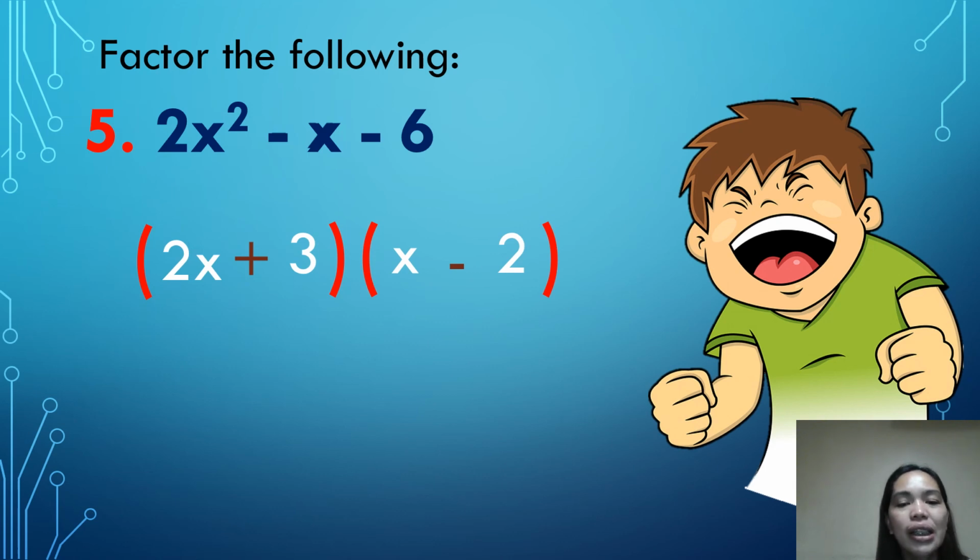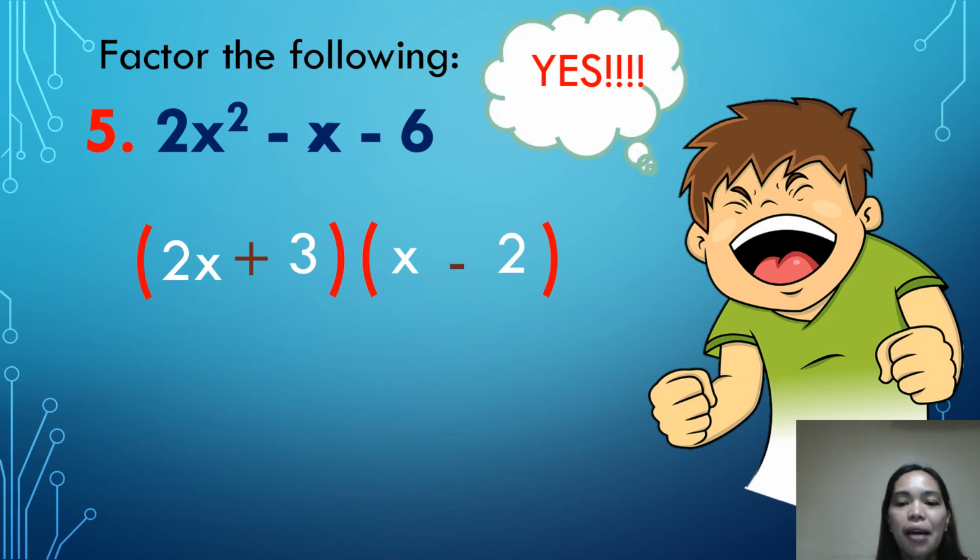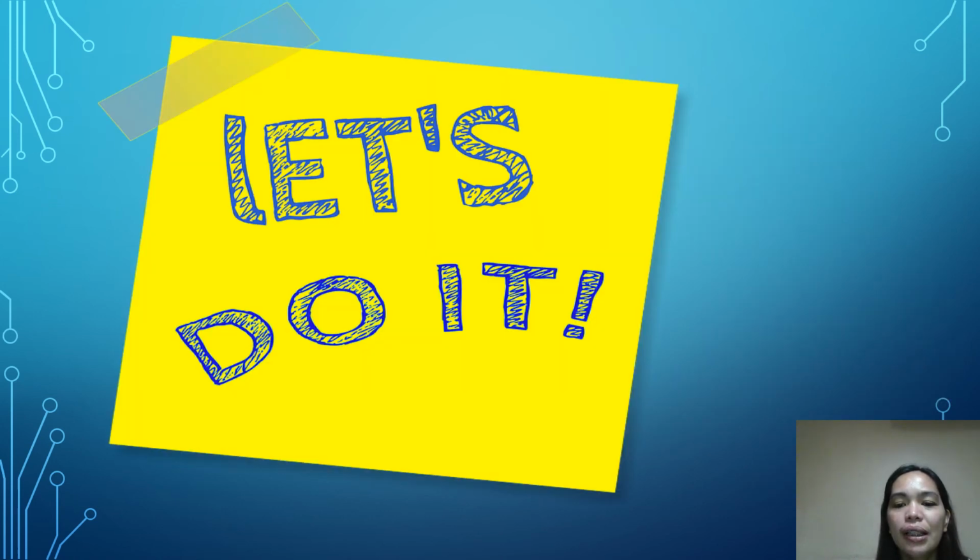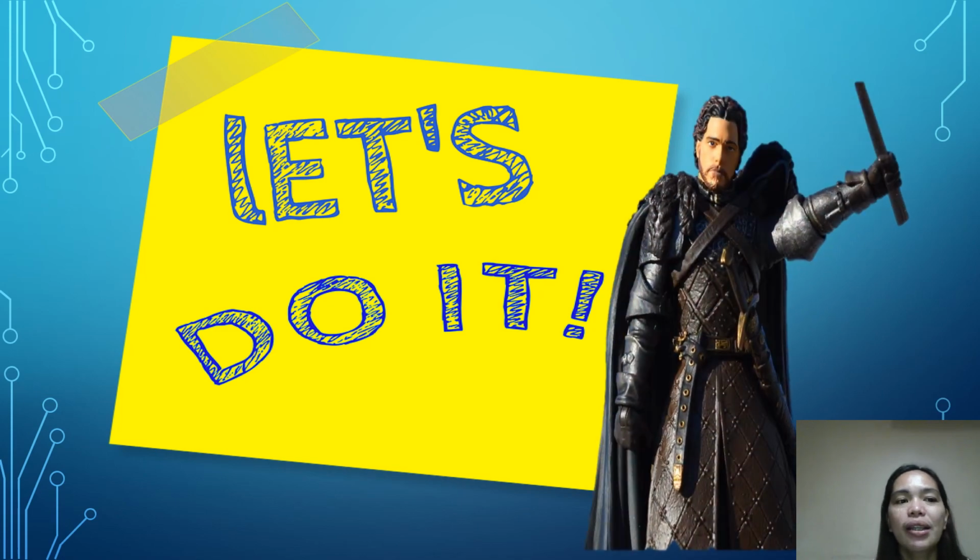So in factoring the general trinomial, where a is greater than 1, you have to try and try until you succeed. My dear students, never give up because we can do it. Good luck, everyone. Thank you.